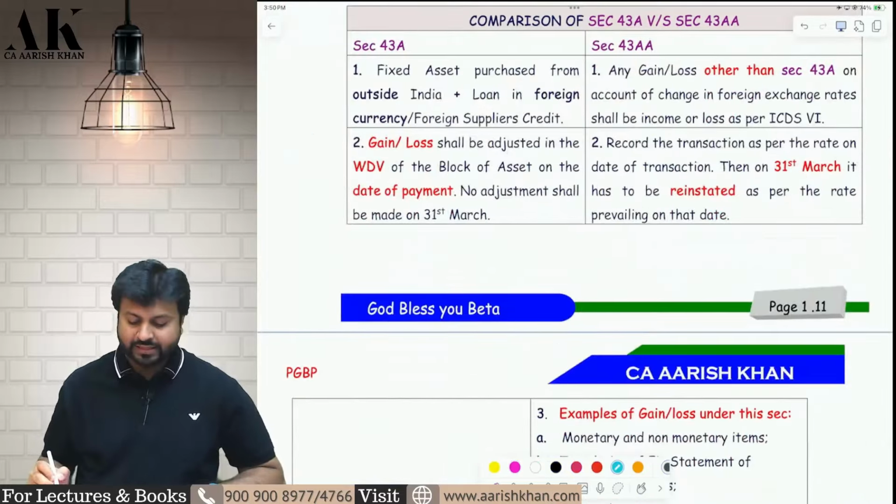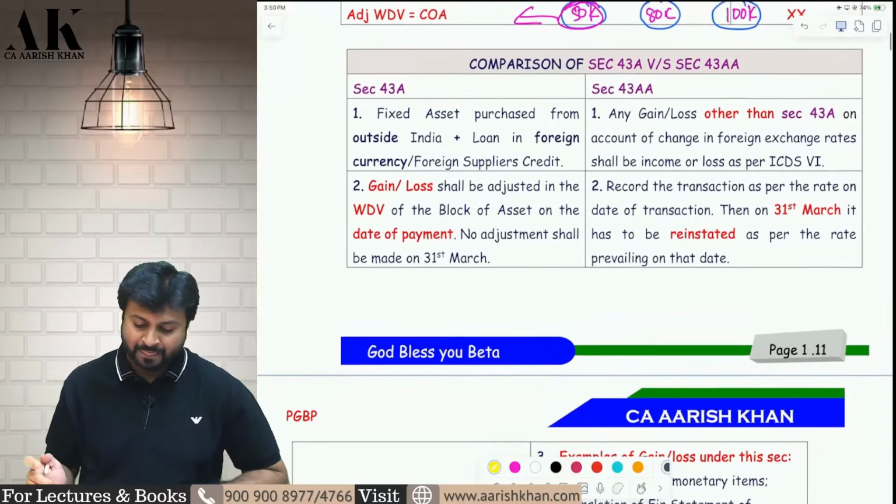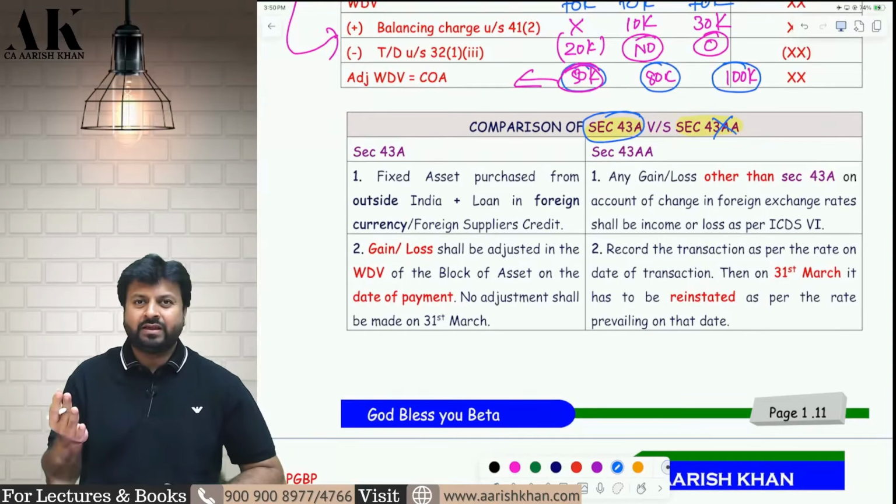Now, one last thing in the discussion of depreciation, which is our biggest deduction out of all of them. That is the comparison of 43A and 43AA. Now out of the 2, 43A is very important for examination. 43AA, they have not asked much in the examination. So pay more attention to 43A.